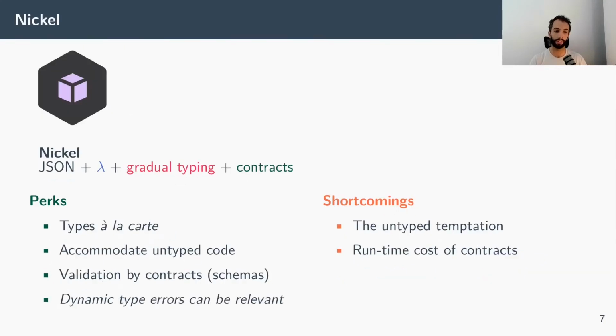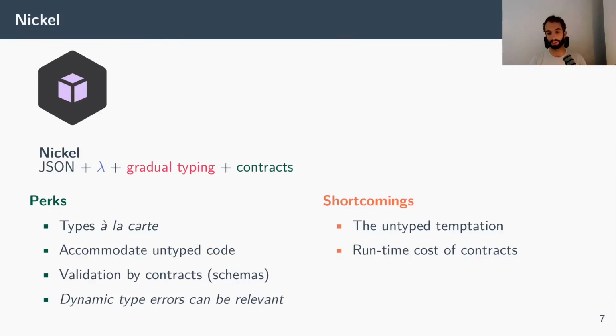In Nickel, we went for what we call contracts, which are some kind of principled and first-class dynamic typing to check that configuration code is valid with respect to some schema. And once we had contracts, we relaxed typing because, once again, having static typing on top of contracts doesn't add a lot for configuration code. So we can accommodate untyped code, we can do validation inside the language, and have nice error messages because of annotations and built-in error reporting.